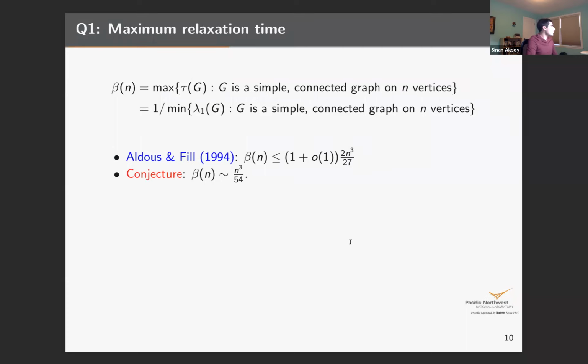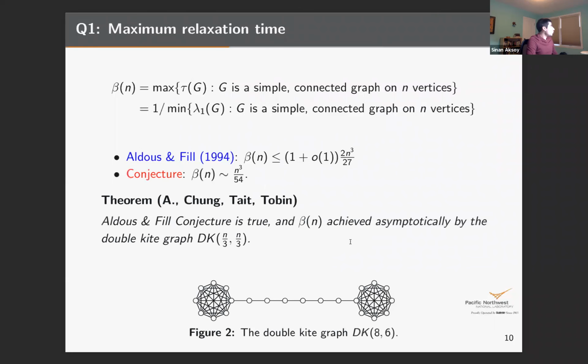And in that same very large book, they also wrote a conjecture that the true value of beta n is asymptotically n cubed over 54. And so what we were able to prove is that indeed this conjecture is true, and that beta of n is achieved asymptotically by what's called a double kite graph with parameter n over 3 and n over 3. The first parameter determines the sizes of the cliques, the complete graphs on both ends, and the second parameter determines the length of the path that connects them.